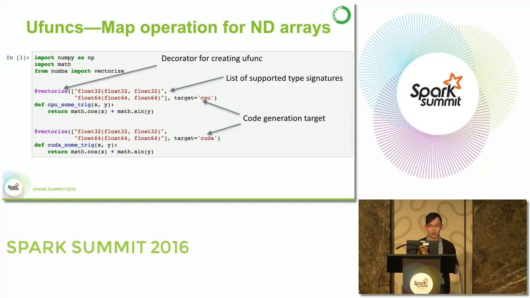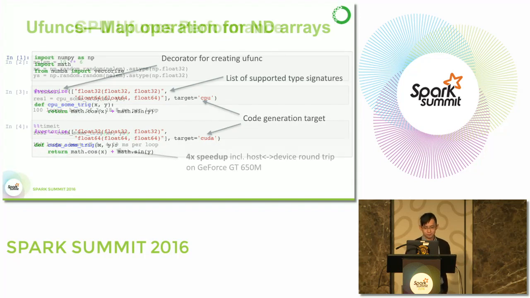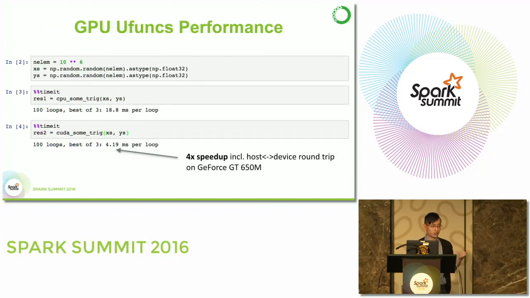And with vectorize, you can easily switch between CPU and GPU targets. The function on top will run on the CPU. The function below, which has basically the same body, runs on the GPU. That makes it very easy to convert array operations into array operations that work on the GPU.